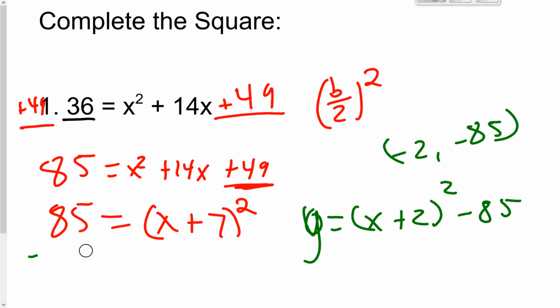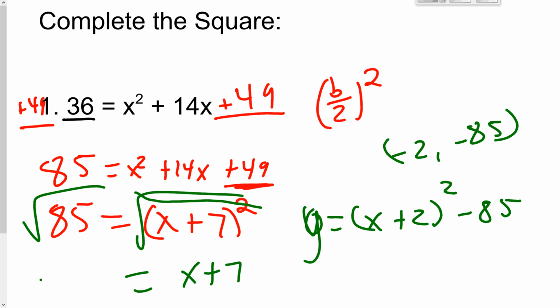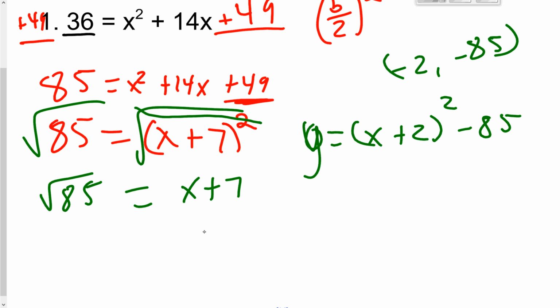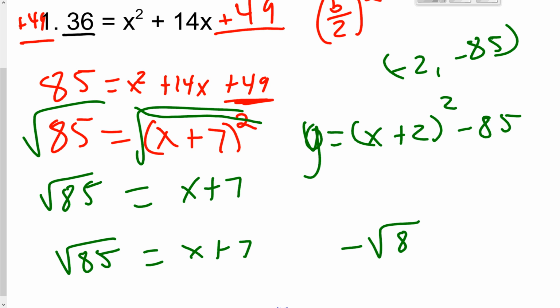But if we're asked to solve, then we actually square root both sides, so the square root and squared cancel out, and we just get x plus 7. And over here we get square root of 85, which I don't know off the top of my head, but I can use a calculator to figure it out. And then when I do that, I get a positive square root 85 equals x plus 7, and then I get a negative square root 85 equals x plus 7. Now I solve for x by subtracting 7 on both equations.